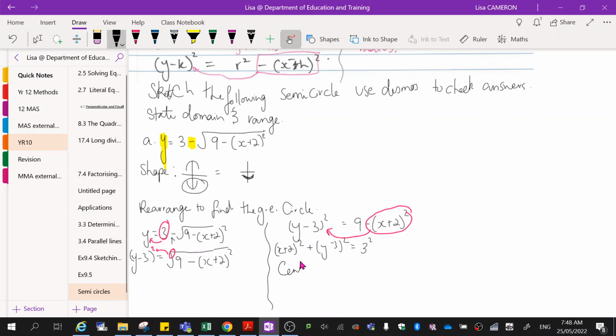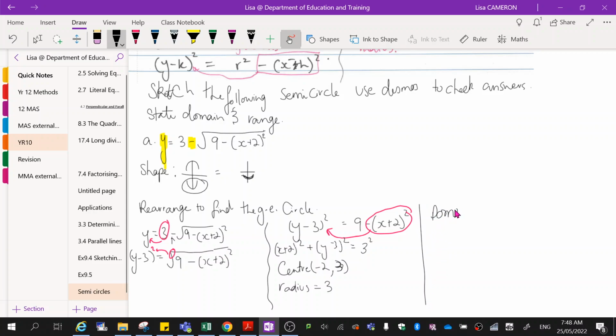So now I know that the centre of this thing is going to be at -2 and 3. And I also know that the radius is going to be 3. Okay, so now we are ready to state our domain and range.